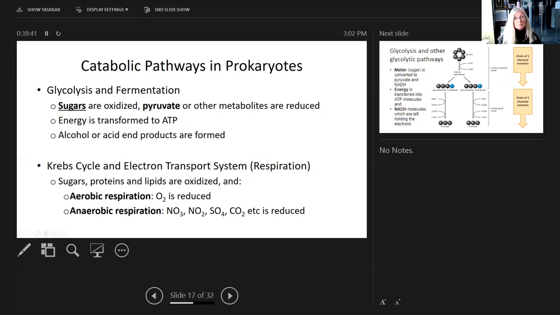Okay, so in both glycolysis and fermentation, sugars are being oxidized. Sugars, notice, bold, underlined. It means the only substrate that works in glycolysis, which means sugar splitting, are sugars.